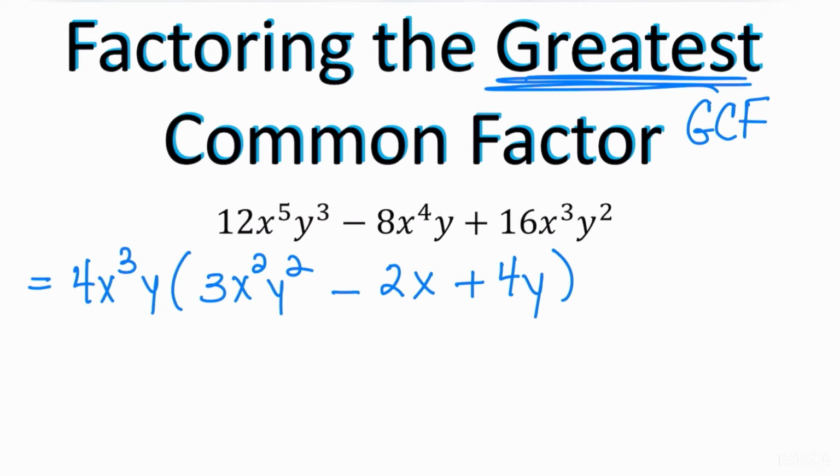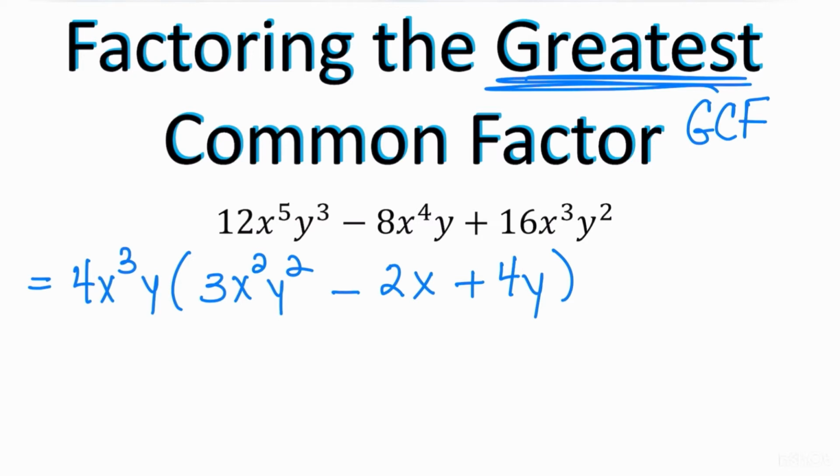So the greatest common factor is 4x cubed y, and then if I want to factor, then I'm going to go ahead and divide. 12 by 4 is 3. X to the 5th divided by x to the 3rd. I subtract. 5 minus 3 is 2. I used to have a y cubed. I took out y to the 1 power. 3 minus 1 is 2. Because when you're dividing in the exponents, you really are subtracting.